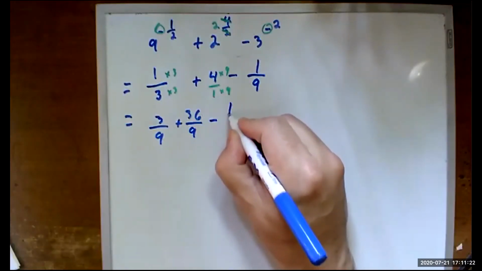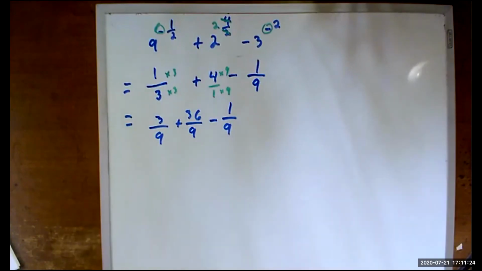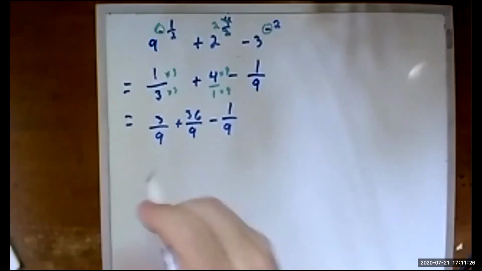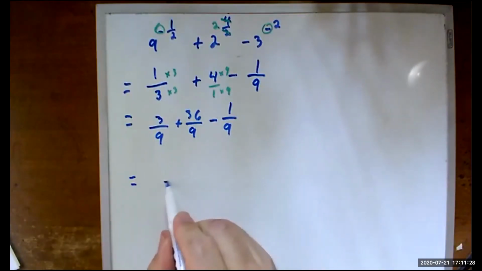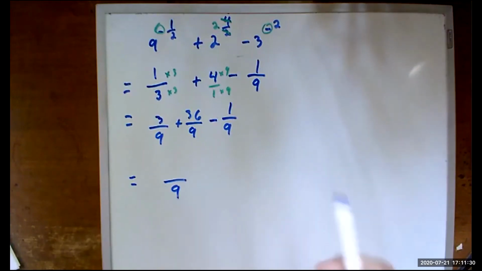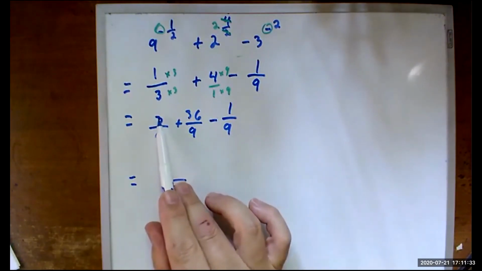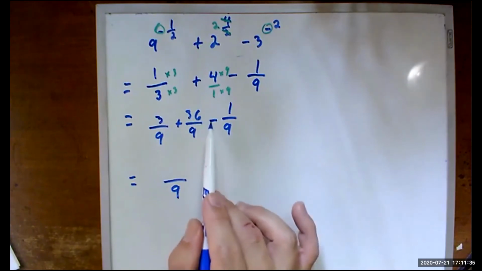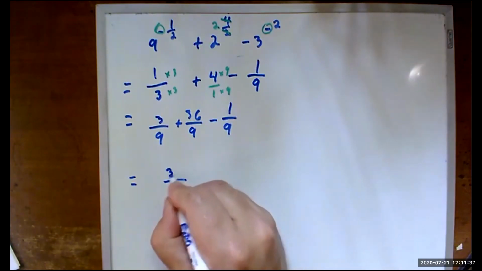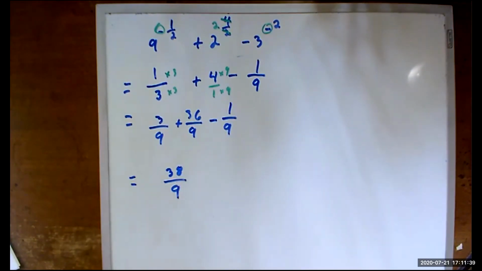When we do that, I end up with 3 over 9 plus 36 over 9 minus 1 over 9. Bottom stays the same because we're adding and subtracting. 3 plus 36 gets us 39, minus 1 gets us down to 38.